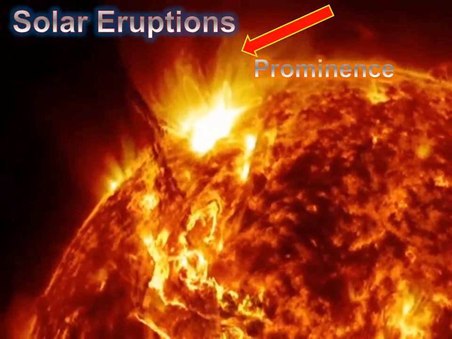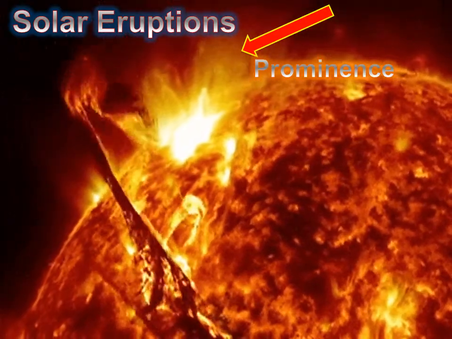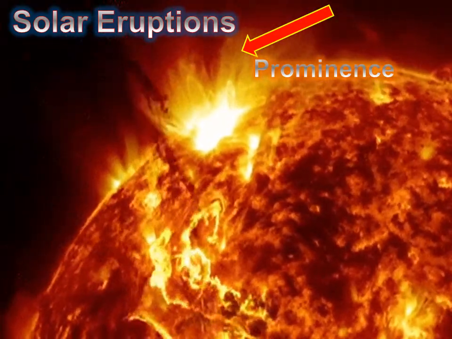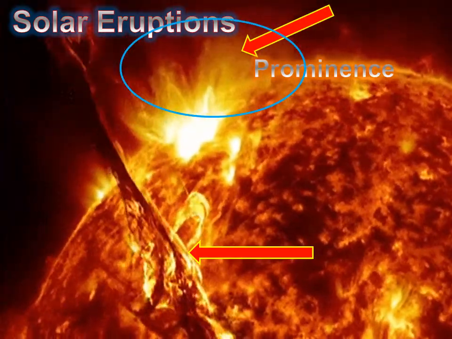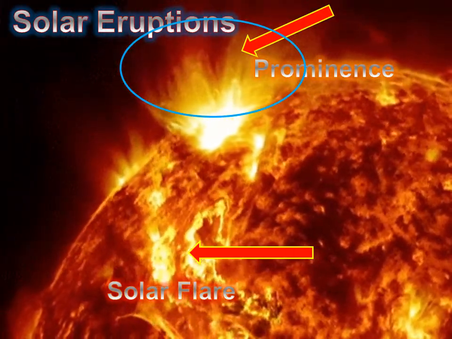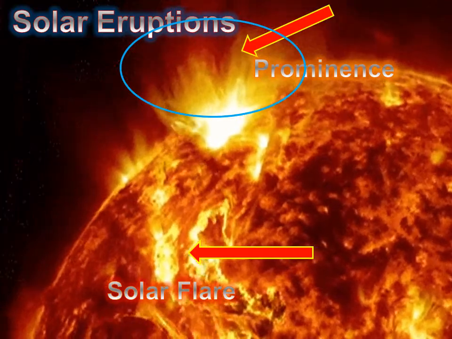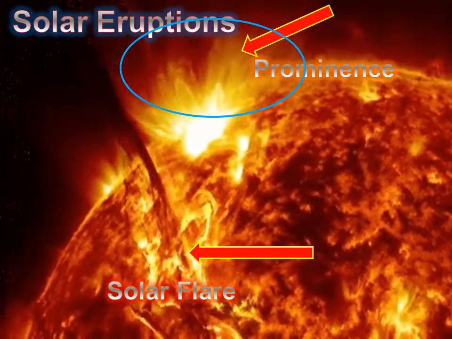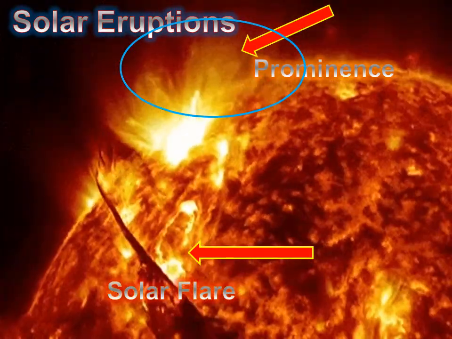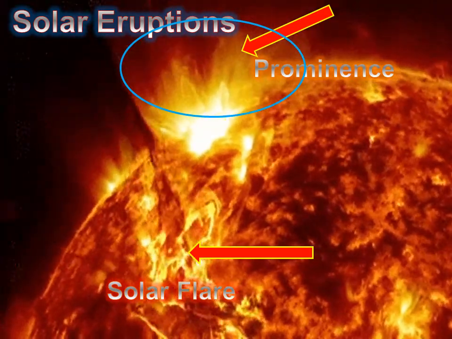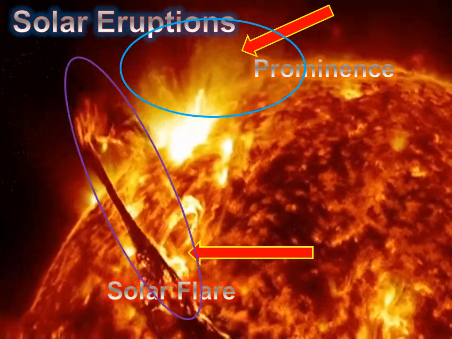Prominences may appear and then disappear in a few days or months. The second type of eruption, the solar flare, is an explosive eruption of waves and particles into space. Solar flares are similar to volcanoes here on Earth.